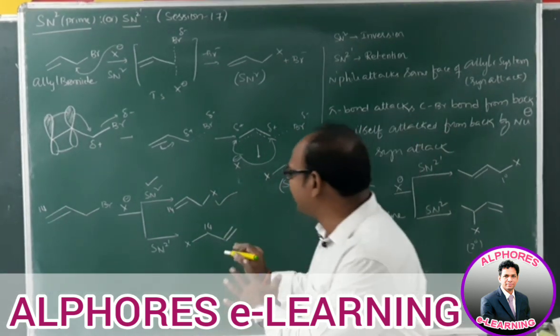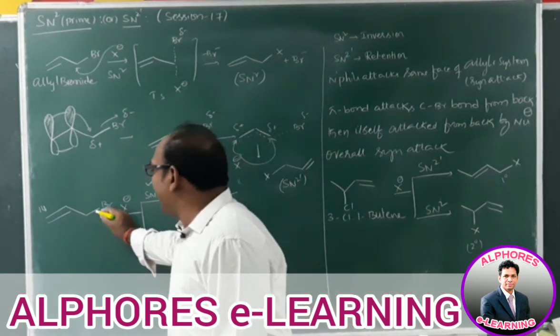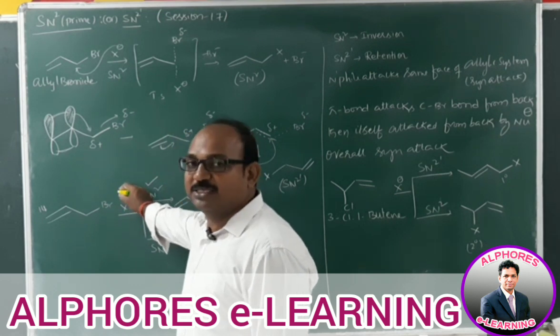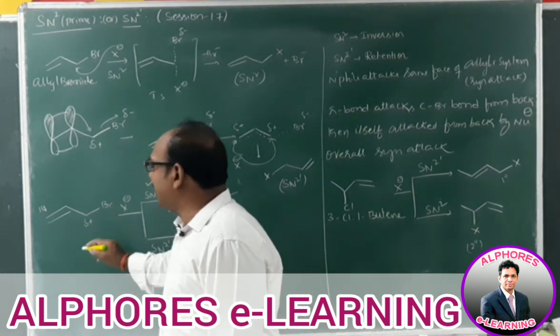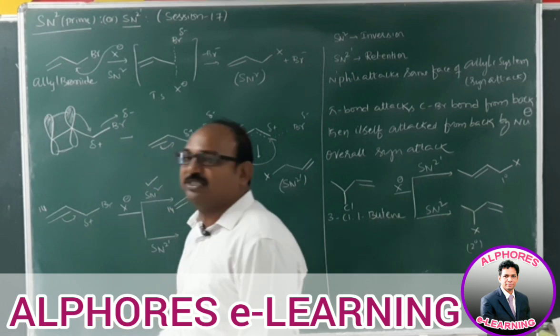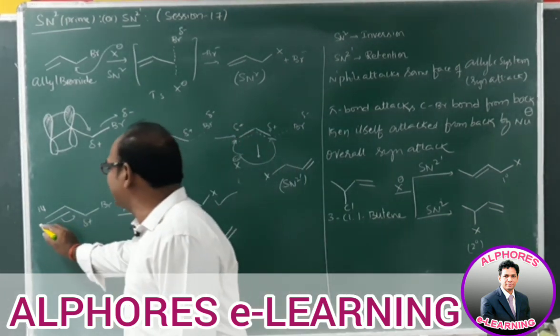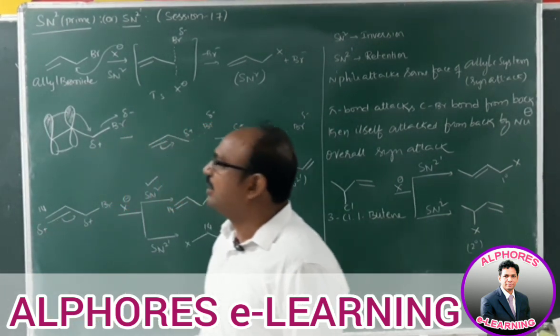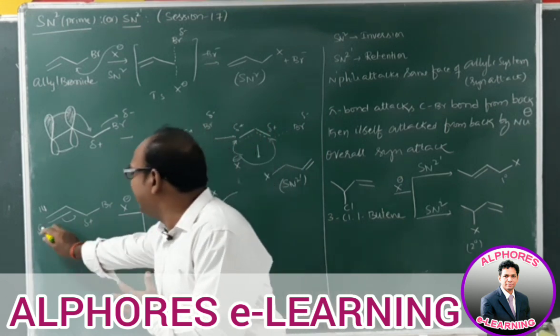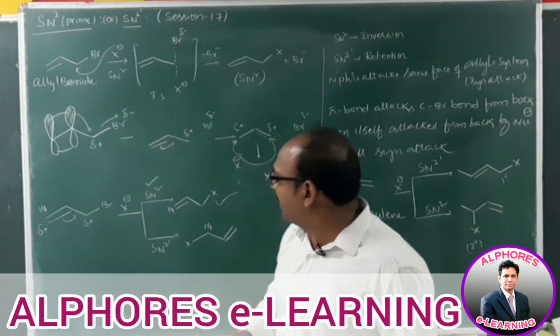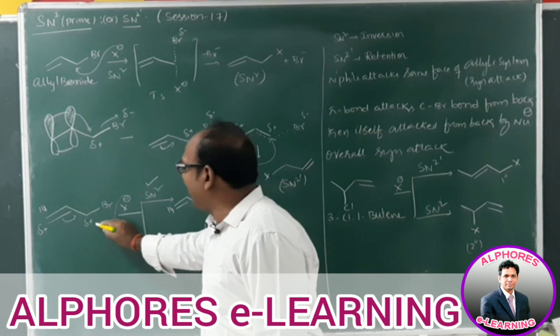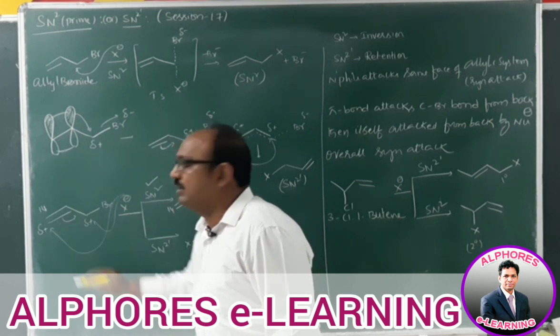But what are we saying here? When Br tries to leave as Br minus, this carbon acquires a positive charge. Towards this positive charge, pi electrons are shifted. Now the same positive charge appears upon this carbon also. So in this case, two positive charges appear. The X minus may come and attack upon this one or this one.